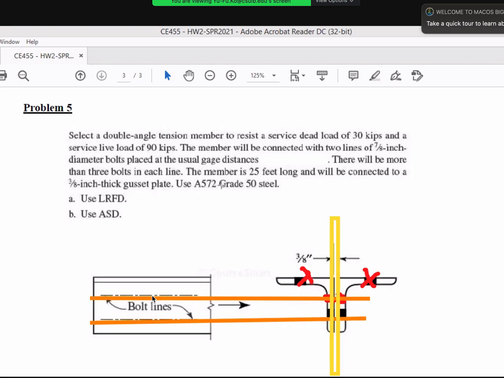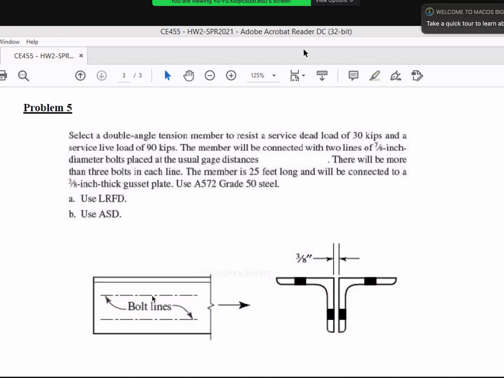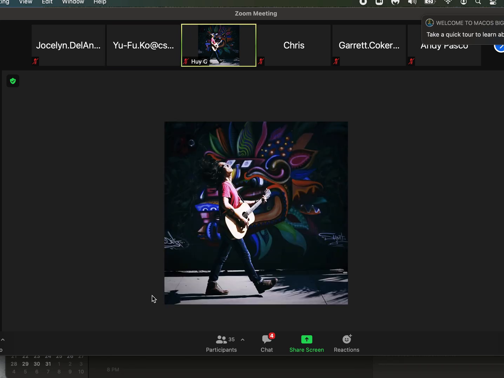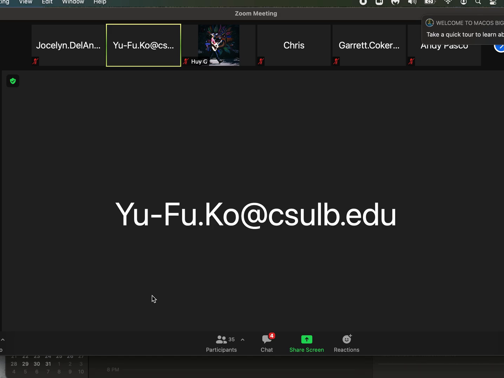This is problem number 5 in homework number 2. Any questions? So this is one of the explanations I would like to mention to you. With that being said, we finished chapter 3, finally, after a very long journey, with all the explanations, examples, and lectures.